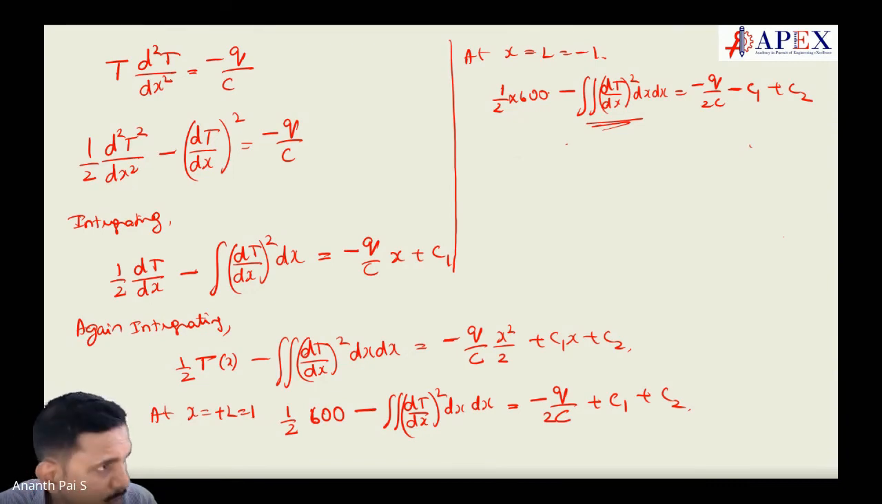We'll see, we'll do that. We have not done it yet. Have you got the value of C2? No, right? C1 you say it is 0, we will see.